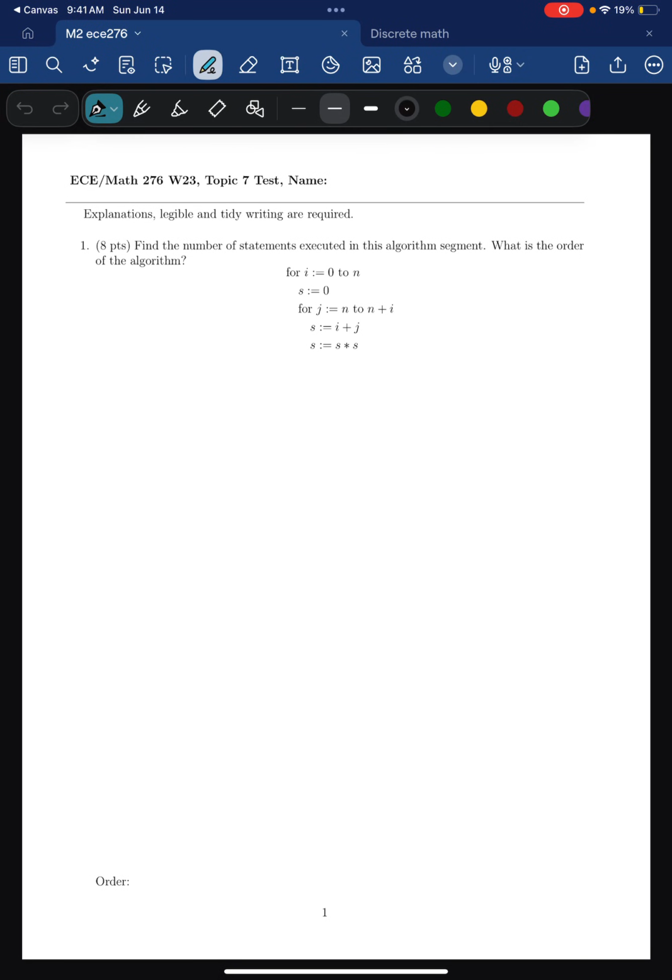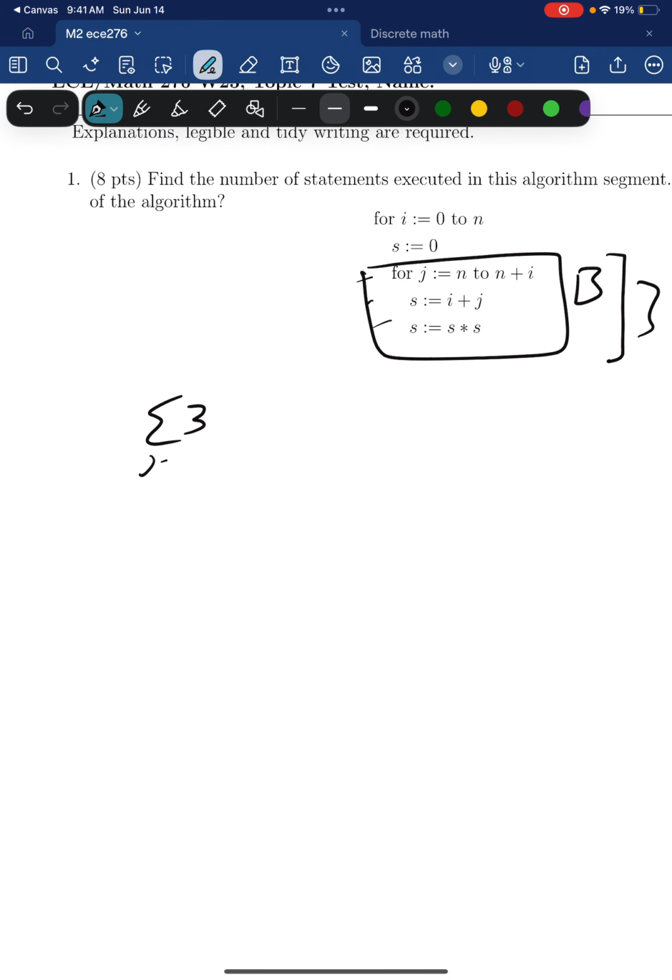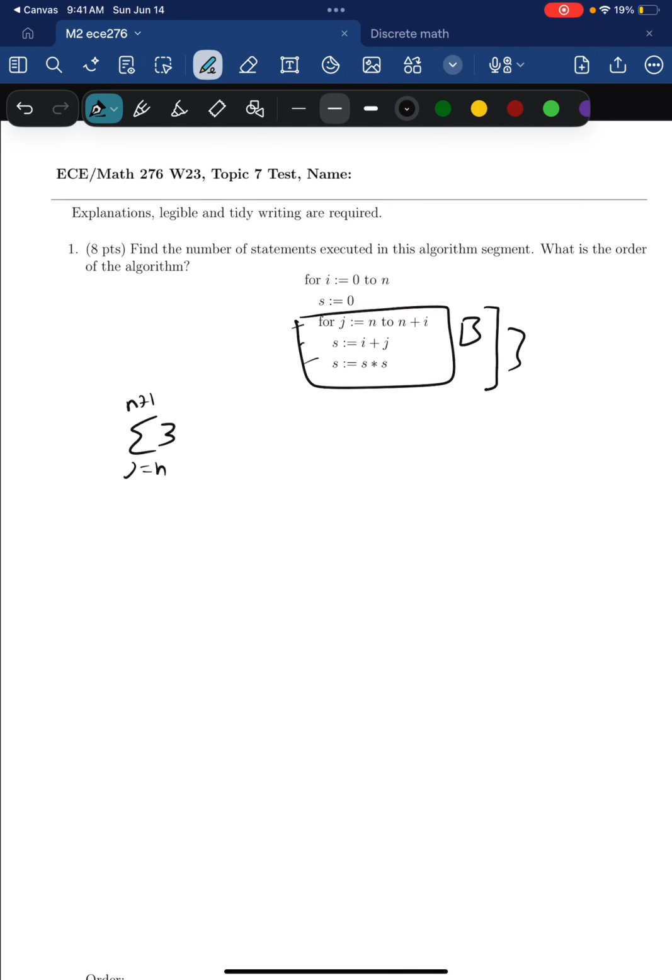So for a question like this, you want to start off with an inner loop right here. I'll call it B. And basically it has three parts, three lines, one, two, three. And what you want to do is just put this down right here, this sum notation, 3, and you go from j equal n to n plus 1. And then you can factor out the 3 and put it outside. N plus 1, j equal n.